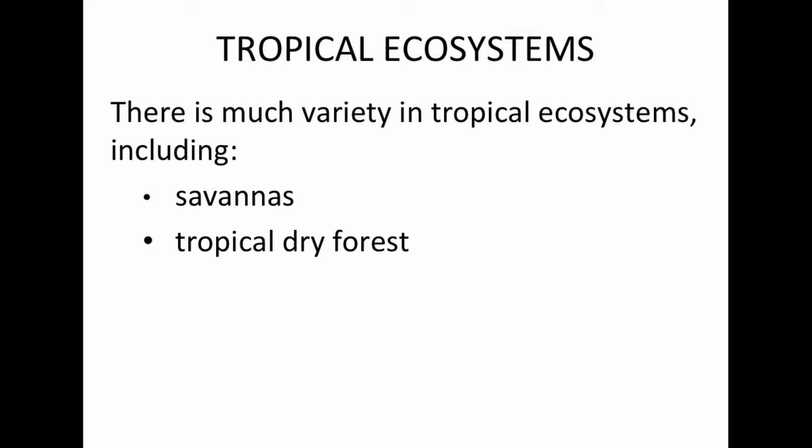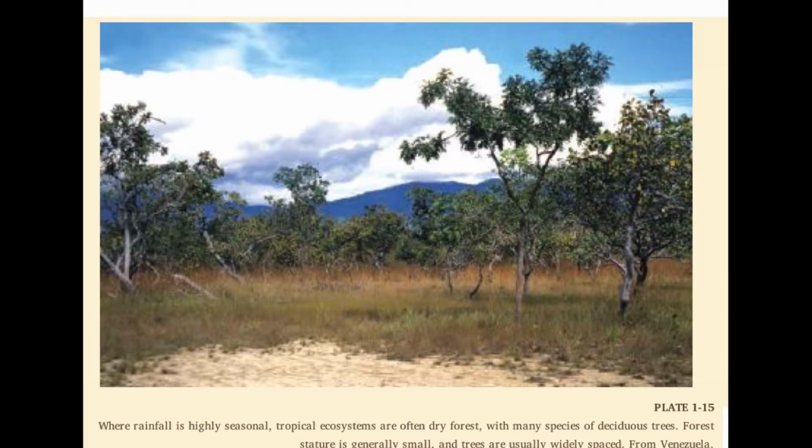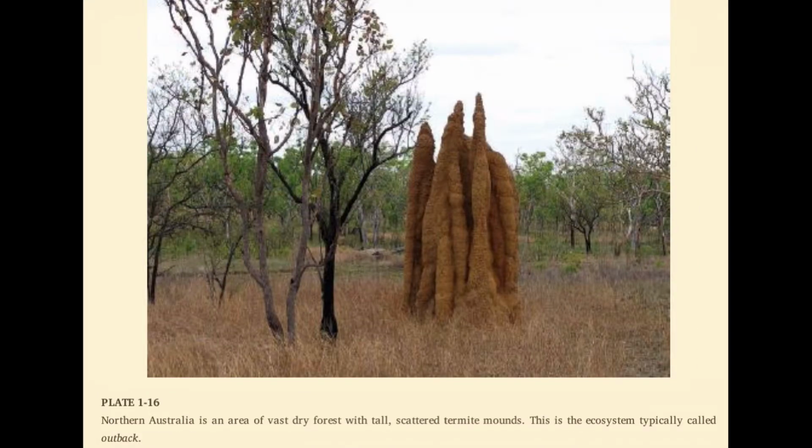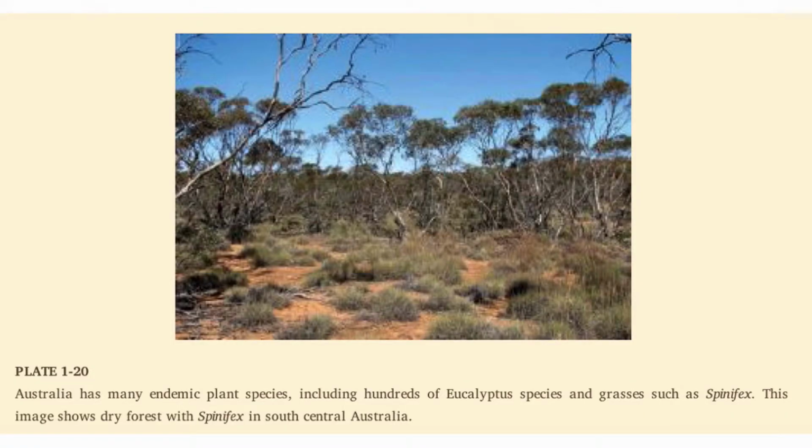The tropical dry forest does have more trees than a savanna, but because the rainfall is so seasonal, it has significant portions of the year that are dry. And so that's going to limit the vegetation that can live there. So these aren't as lush as some of the other forests. That one's Venezuela. Here's Australia. That's a termite mound. Another image of a dry tropical forest in Australia.